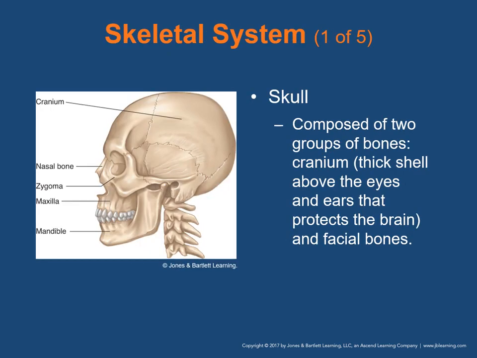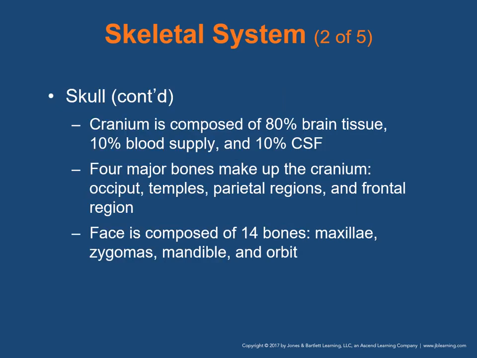Now let's talk about the skeletal system as it relates to the nervous system. First and foremost, you have the skull. And the skull is composed of two groups of bones. The cranium, which is a thick shell above the eyes and ears that protects the brain, and the facial bones. The cranium is occupied by 80% brain tissue, 10% blood supply, and 10% CSF. The brain connects to the spinal cord through a large opening at the base of the skull called the foramen magnum. There are four major bones that make up the cranium.